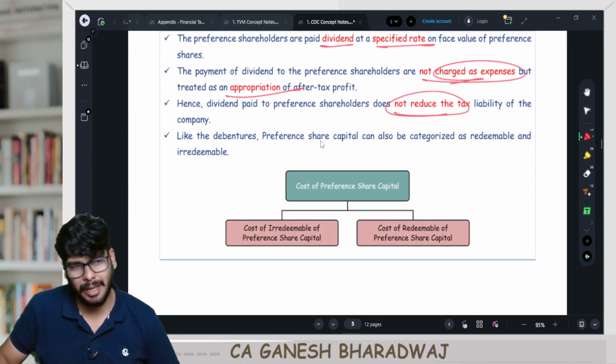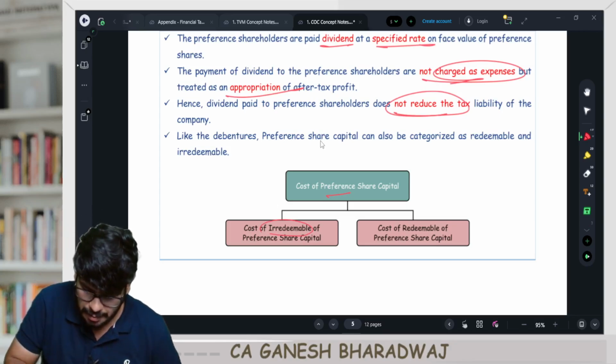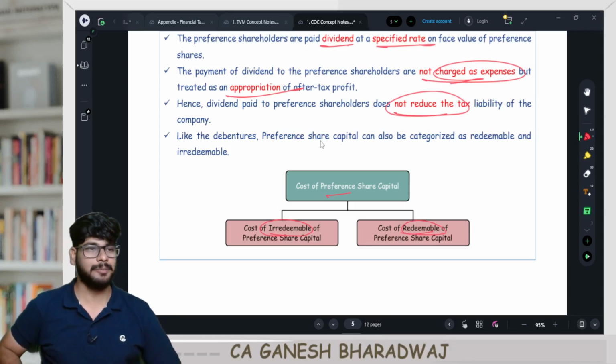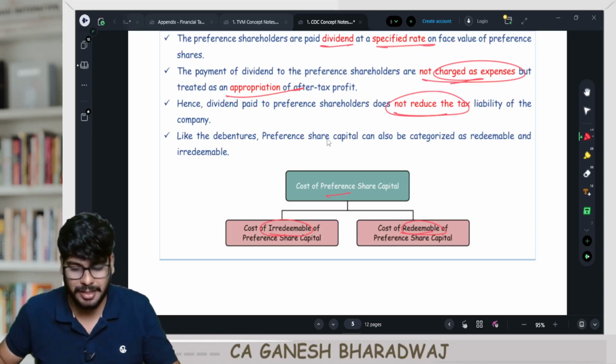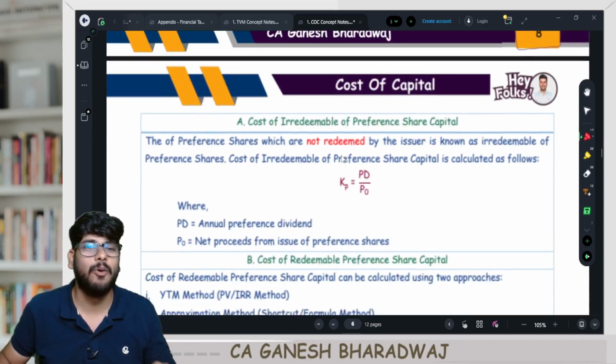Now, exactly like how debentures are, even preference can be of two types: irredeemable and redeemable. Correct? Redeemable preferences, irredeemable preferences. Now, in case of irredeemable preference, what will be the formula?